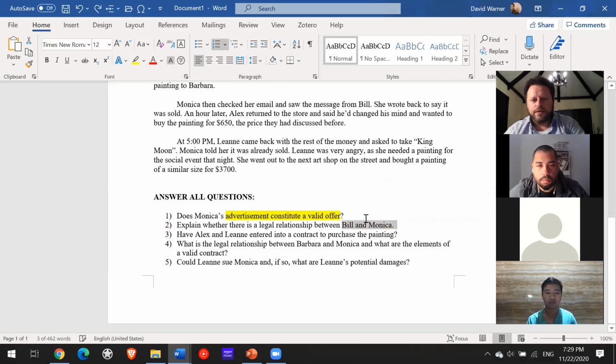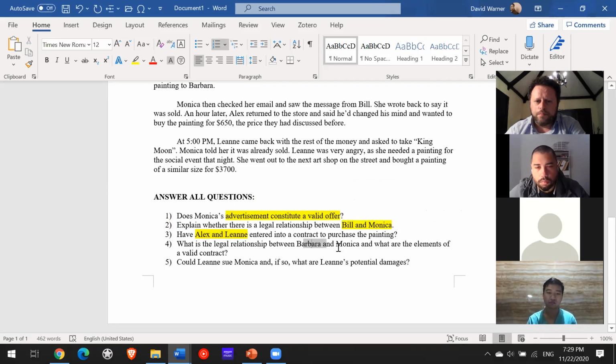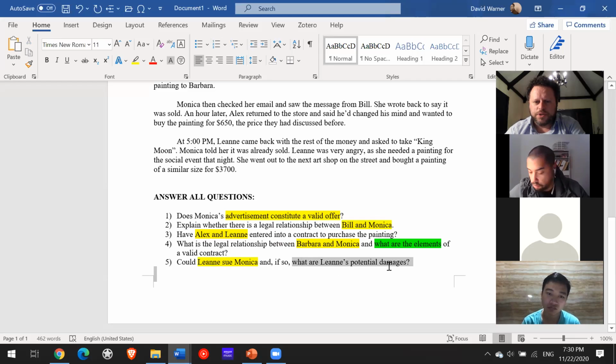Then we're looking at Bill and Monica. Then we're looking at Alex and Leanne. Then we're looking at Barbara and Monica. We also have, what are the elements? That's maybe a separate question. And then, could Leanne sue Monica, and Leanne's potential damages? So here there's an and, so it's 2 questions. Could Leanne sue Monica? And what are Leanne's potential damages? Okay, so we have a bunch of things now that I know I'm looking for.